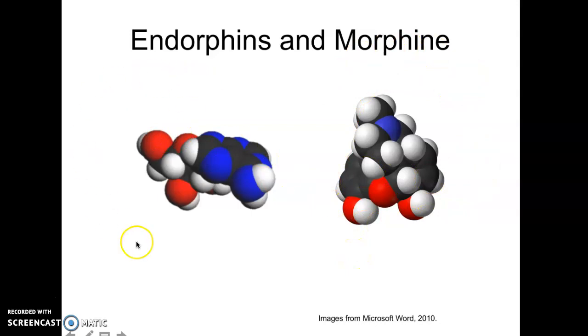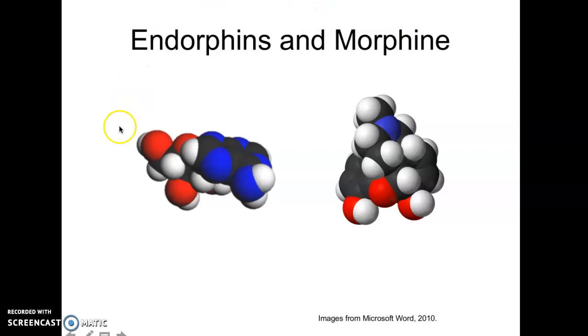Now this is endorphins and this is morphine. So let's think about that for a minute. Endorphins are what? Anybody know what an endorphin is? An endorphin is a naturally occurring drug that our body creates, and it creates kind of highs and lows in our body based on what's happening. Now morphine is not something that our body makes. It is made in a lab, and it is used for things that are helpful, but it can be harmful too.